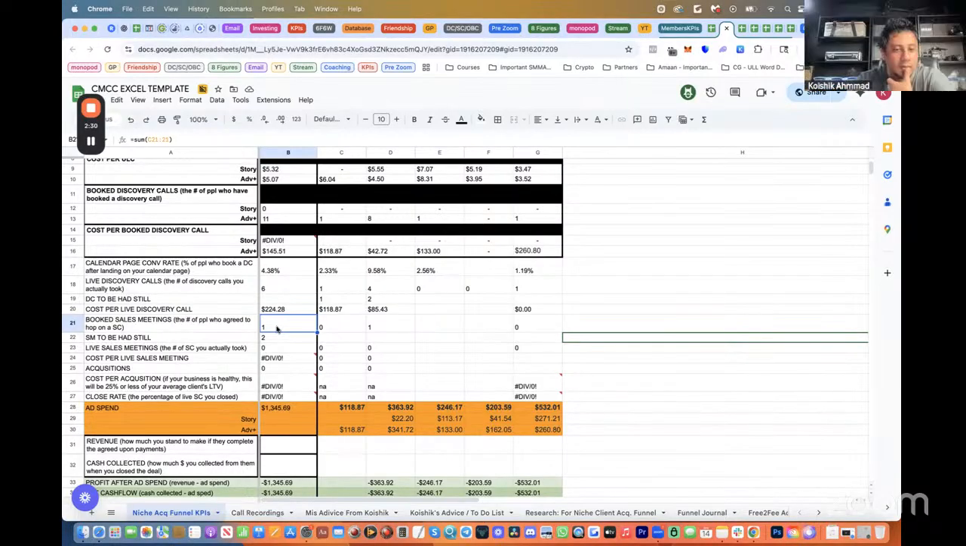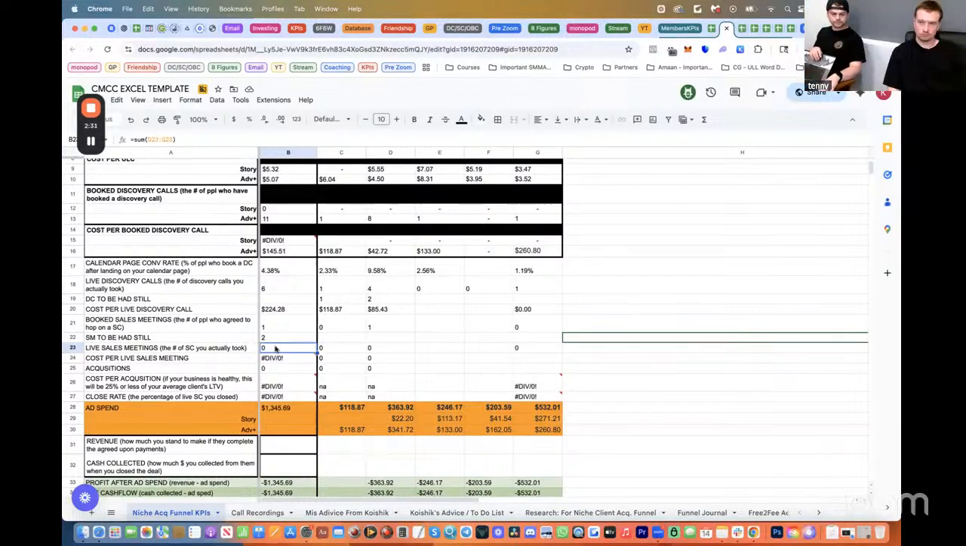Okay. The reason I'm going over this with you is so you understand the KPIs moving forward, what you should be aiming for. So this should be a 3. And in terms of live sales meetings, it would basically be a 1.5, because you want at least 50% of the people to show up. So that's what we're looking at there. Have you had a live sales meeting yet? I haven't had one yet.